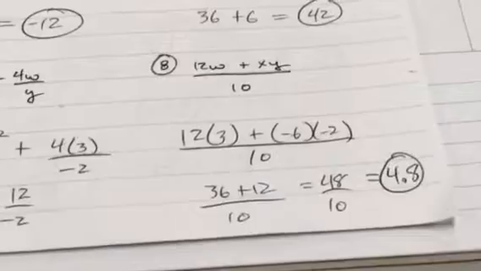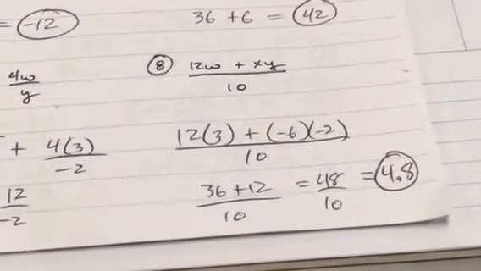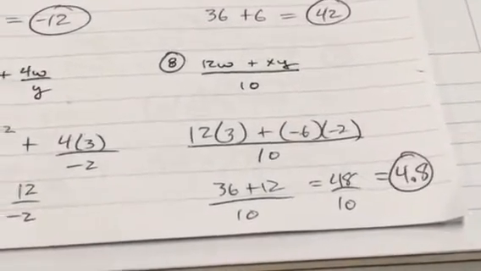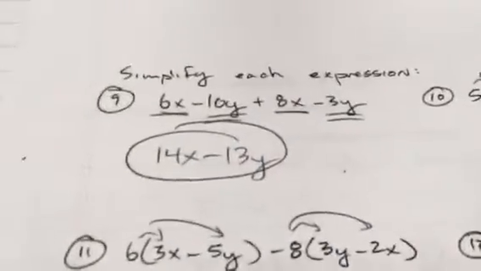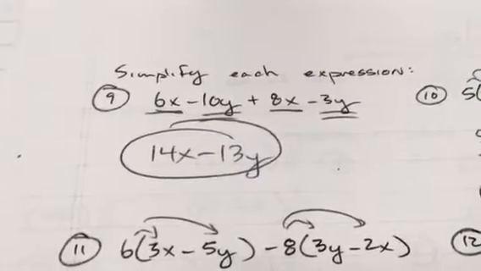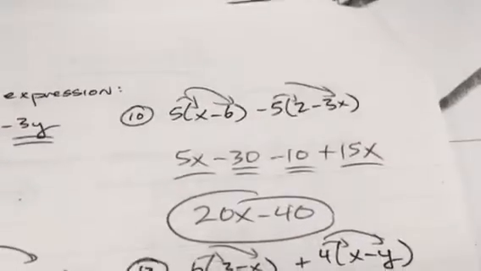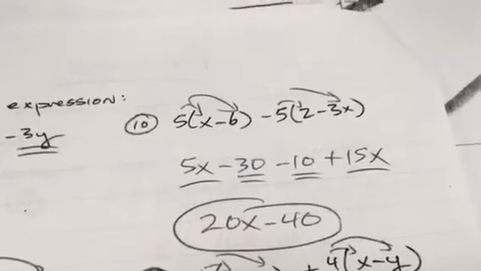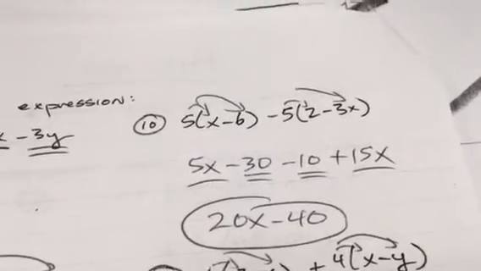Here on 8, we just got some things up top to take care of. A negative times a negative is a positive. Again, if there are any errors, please let me know. Here, just combine like terms, no big deal. Just distribute. A negative times a negative is a positive 15x. Combine like terms.